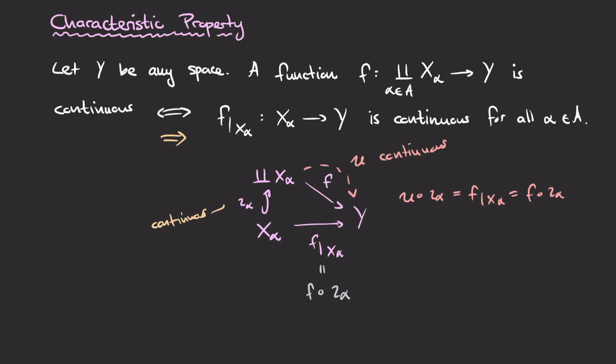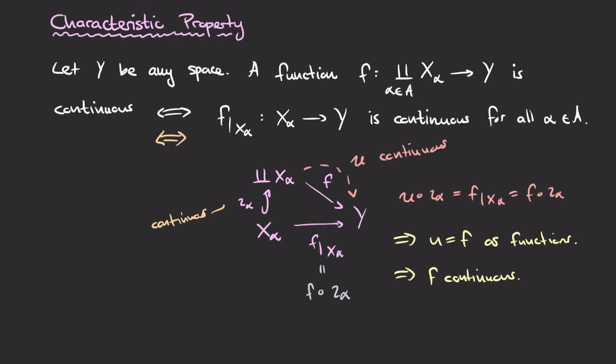So u satisfies the universal property for the disjoint union viewed as a set, but also f satisfies the universal property for the disjoint union viewed as a set, because as we've observed down here, this restriction of f to X alpha is just the composite of f with iota alpha. So f makes these triangles commute. Therefore, from the universal property of the disjoint union as a set, it follows that u is equal to f as functions. But now, because we know that u is continuous, this means that f is also continuous.